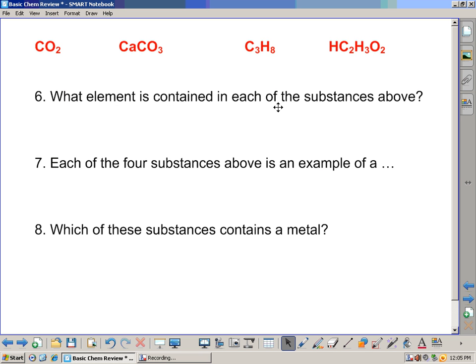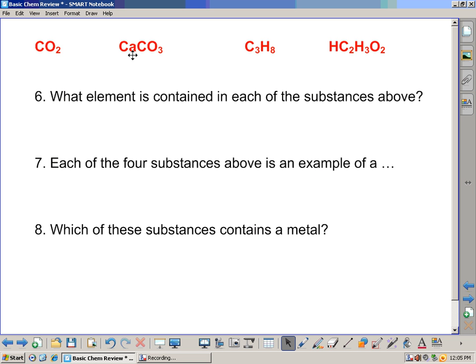What element is contained in each of the substances above? Well, the first step is to figure out what elements are what. So this first compound here, this first substance, has a C and an O. C is for carbon, O is for oxygen. Let's check the next one.